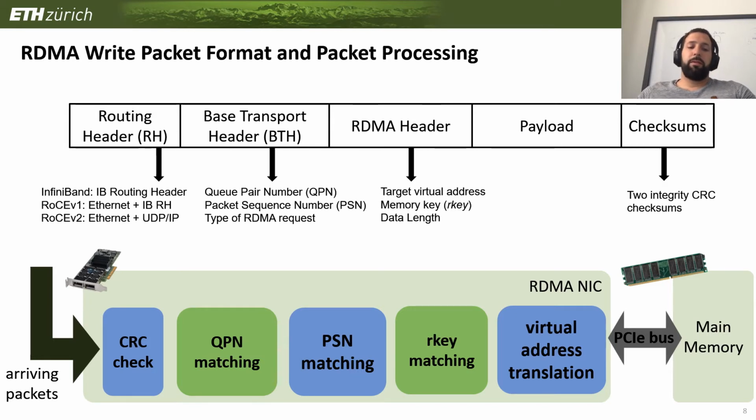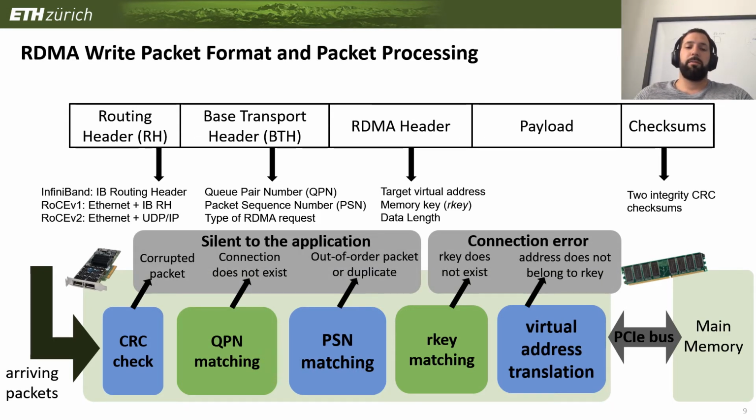If a packet arrives, we check these checksums, and if they match, it's all good. Otherwise, we have corrupt packets. In the second step, we do the QPN matching, so we match the packet to an existing connection. If it doesn't exist, then we discard the packet. Then the PSN is like a sequence number, so we do ordering and detecting of duplicate packets. In the fourth step, we match the R key and check whether it's valid or not. And in the end, we do the virtual address translation to find the correct target for our packet.